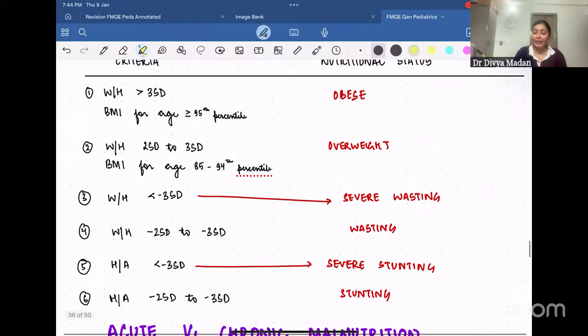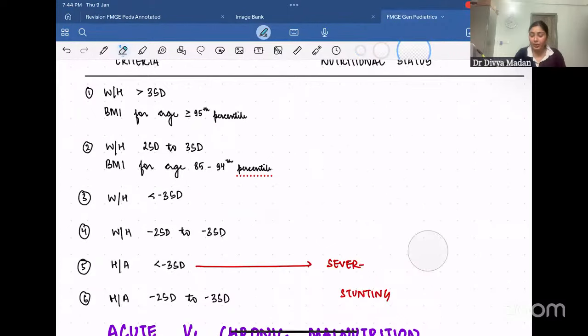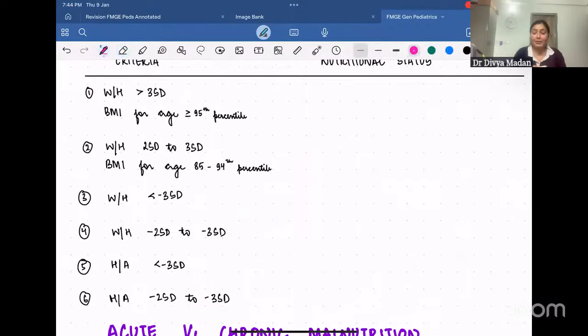So we synonymously use malnutrition and undernutrition as to be the same, right? So I told you that anything beyond plus minus three standard deviation is going to be severely abnormal, and anything beyond plus minus two standard deviation is going to be abnormal. So if I say the weight for the height of the child is above three standard deviation, and the BMI for age is above 95th centile, this child would be labeled as obese. This is severely abnormal, right?